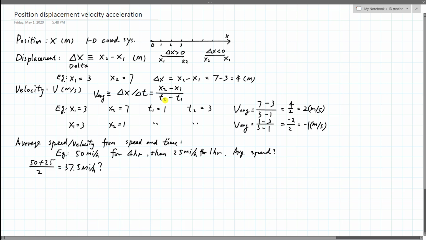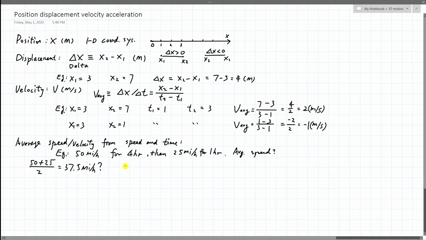So the total displacement is not really given, but you can calculate it, right? 50 miles per hour for 4 hours, that's 200 miles. 25 miles per hour for 1 hour, that's 25 miles. So you add that 25 to the 200, you have 225 miles of total travel distance. And then what about total time? It's actually 4 hours plus 1 hour, right? You spent 5 hours together. So the 225 divided by 5.